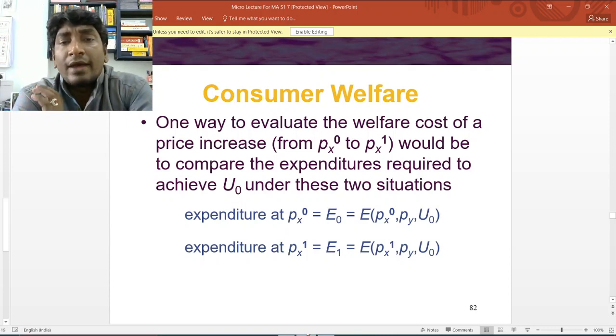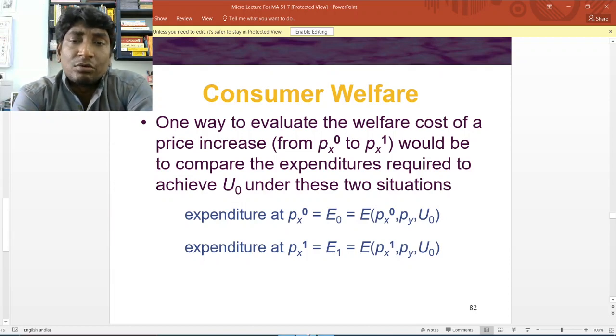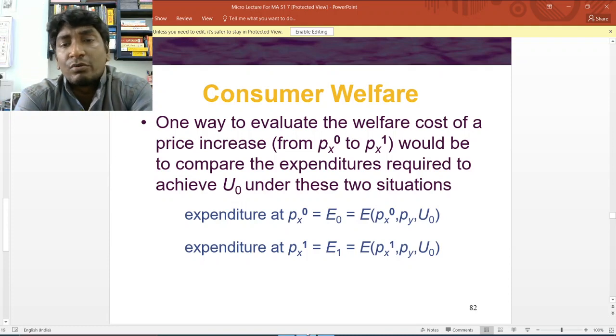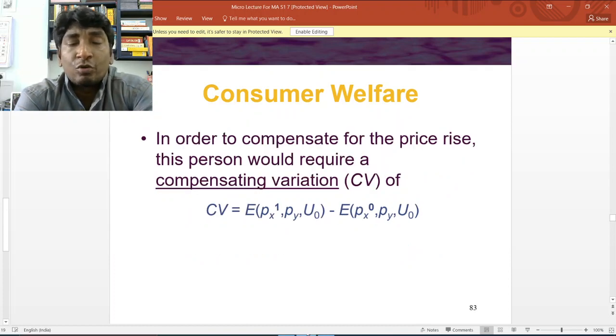One way to evaluate the welfare cost of a price increase, from px0 to px1, would be to compare the expenditure required to achieve utility u0 under these two situations. This is what standard textbooks everywhere follow. Expenditure at px0 is e0, which is equal to the expenditure function of px, py and u0, and that would be different at px1. If there is a difference between e0 and e1, then you can say that there is a welfare change, or a surplus.